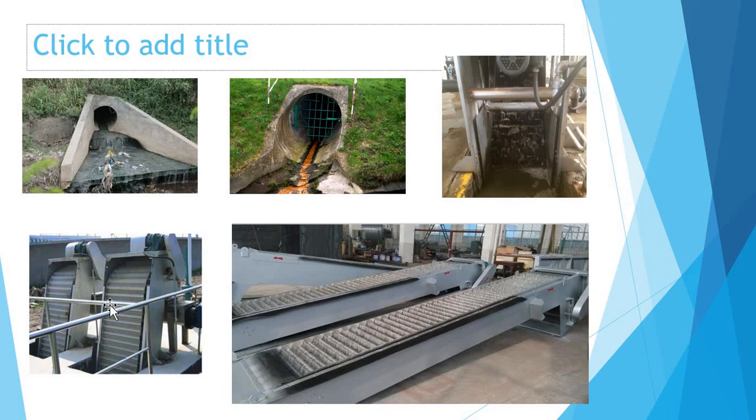So this is a typical bar screen, and this is a bar screen too. The bar screen, as we have discussed, can be inclined to the designed degree. Those particles which are filtered out are called screenings. You could see some screenings present in the bar screen in this picture.